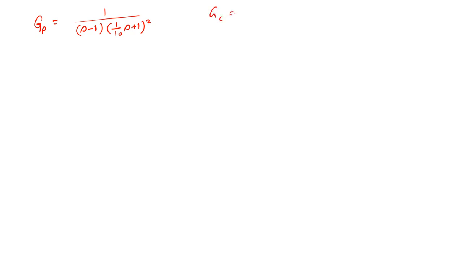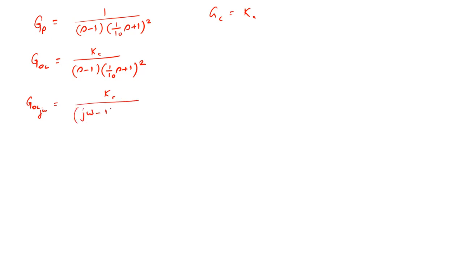Controller is a P controller, so G open loop is going to be this, and G open loop J omega is going to be Kc divided by J omega minus 1 times omega by 10 J plus 1 whole square. Now let's look at the angle of G open loop. The angle is going to be minus 2 times tan inverse omega by 10.